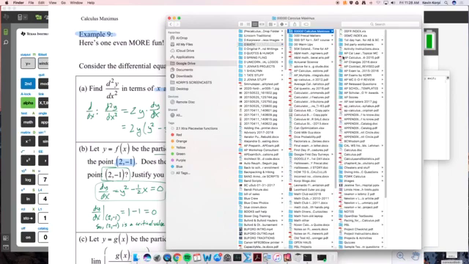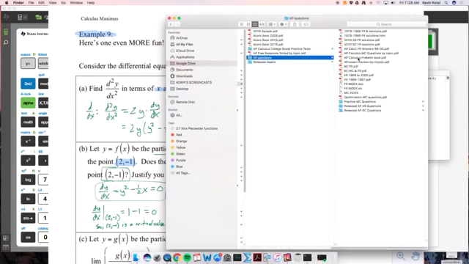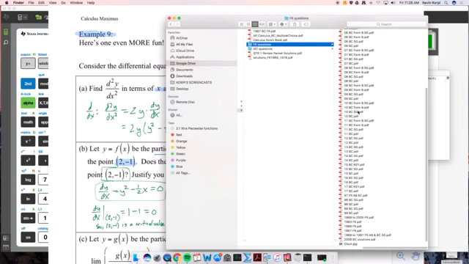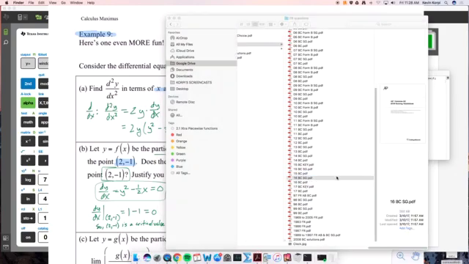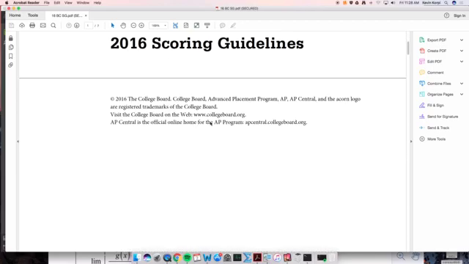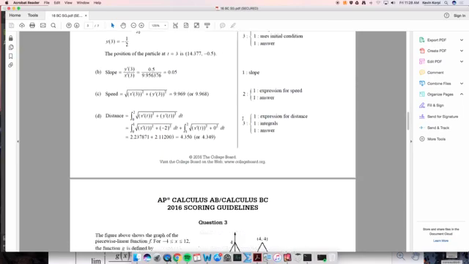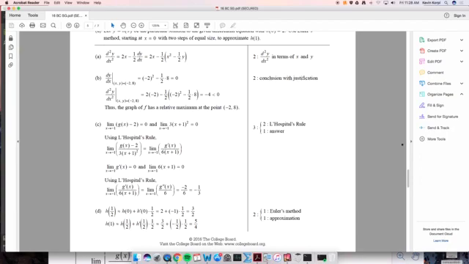2016 BC4. BC4. There's 1, there's 2, there's 3, here's 4. Hey, okay. So let's look at the scoring guidelines.